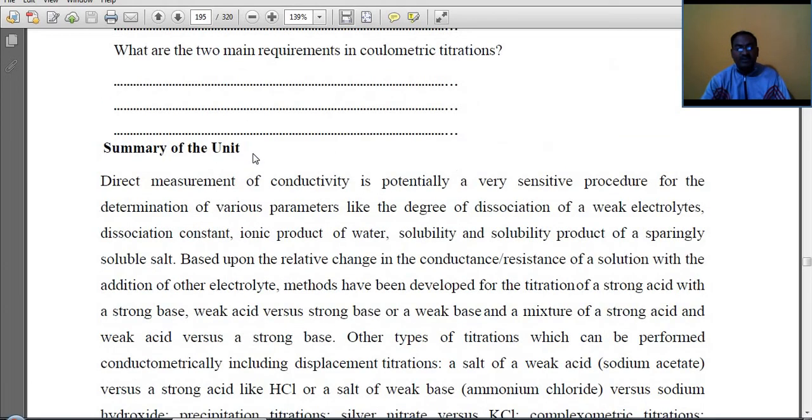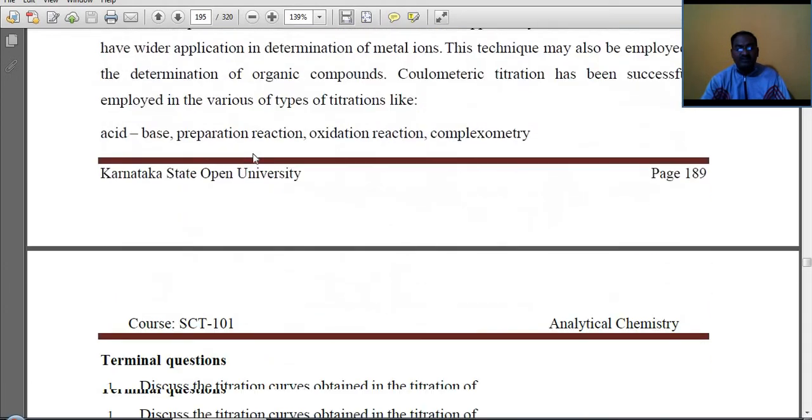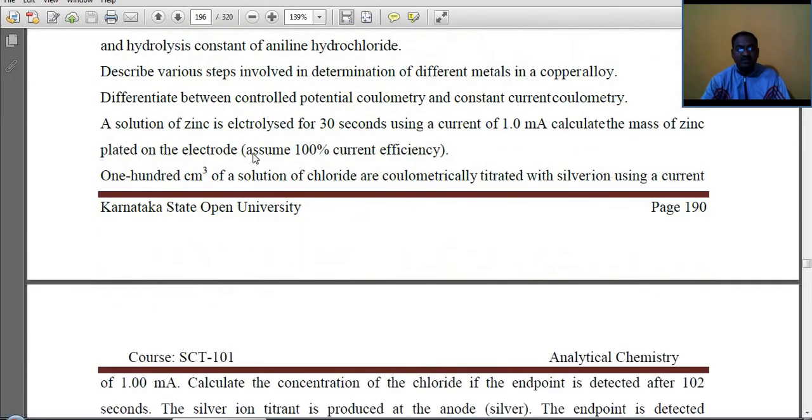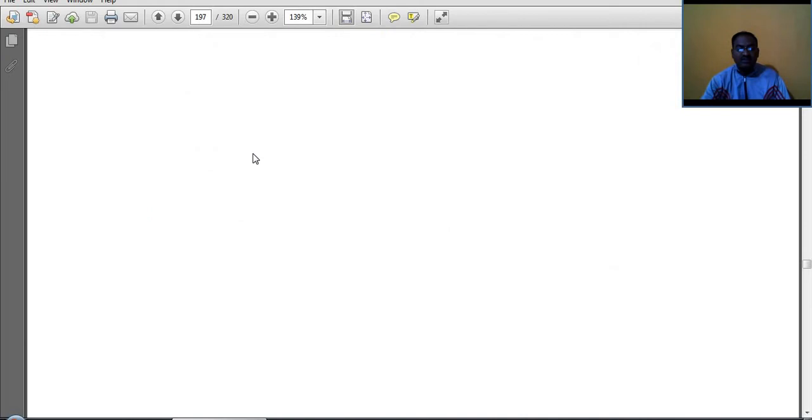These are all important questions and a summary of this. These are terminal questions; you go through that. Some numericals and all.